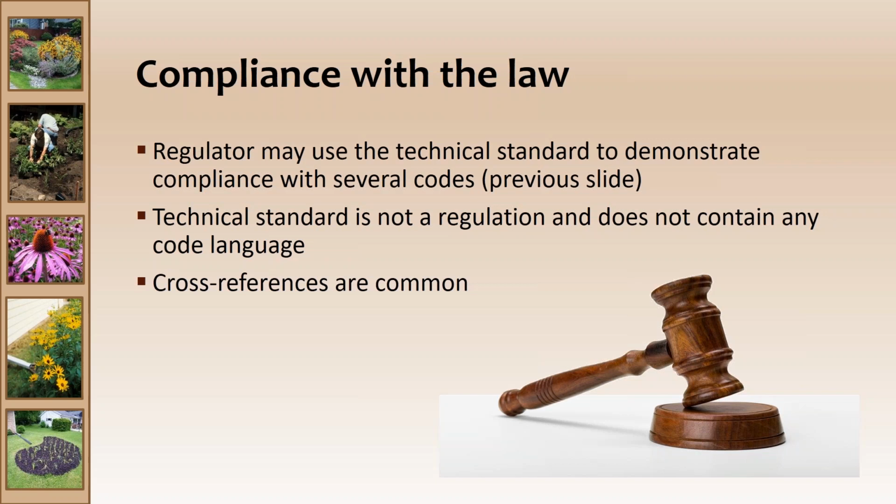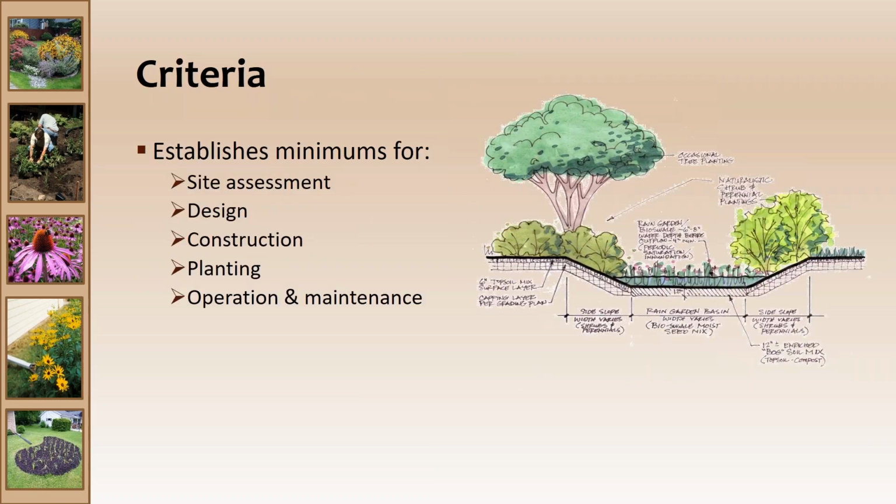And because NR 151 is such a key performance standard in the state, we thought it would be a good thing to cross-reference. So the next section of the standard is called criteria, which is really the meat of any and all technical standards. It's pretty much the requirements that you need to follow in order to meet the standard. And in this case, it's divided into several sections for site assessment, the design, the construction, planting, and the O&M. We will discuss each one of those.